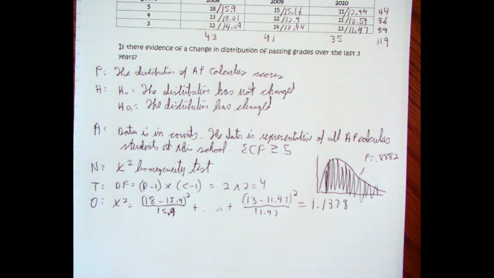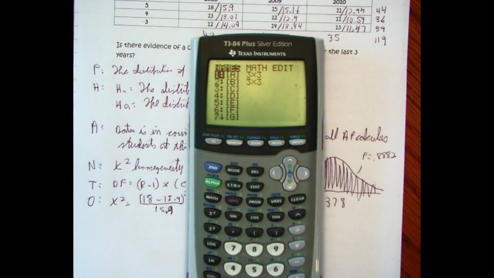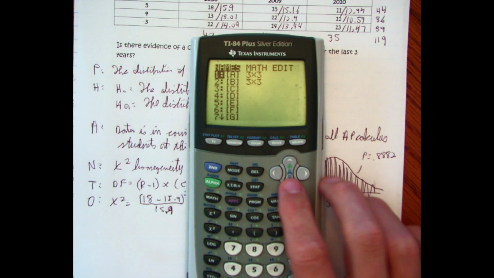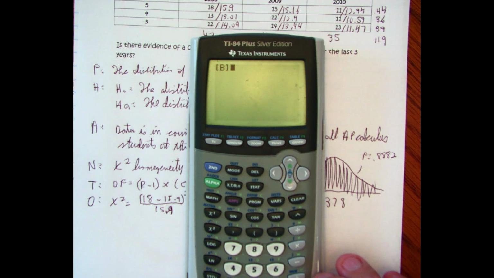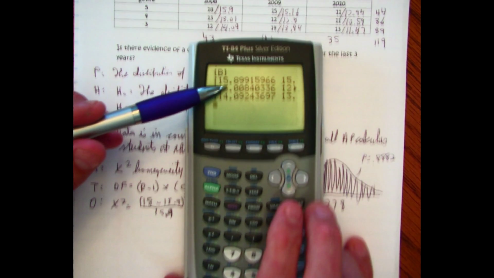Now before I go on, I just want to show you something. If you go back into matrix, you notice it filled out matrix B for you. You didn't put down that matrix B was 3 by 3. The calculator did that for you. And if you just push enter, you're going to notice that those are all your expected values. And look what happens: those match up.